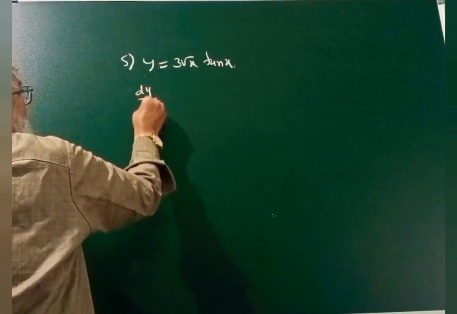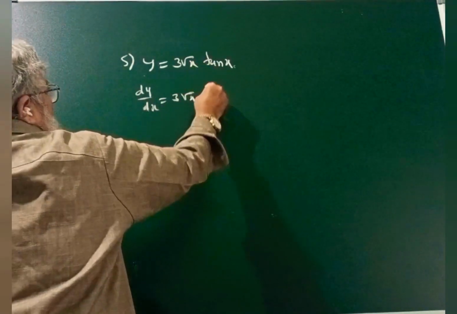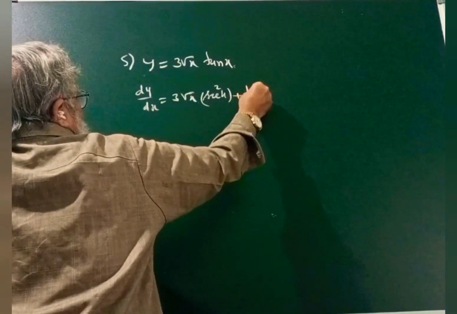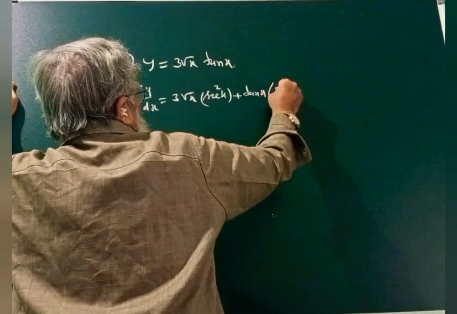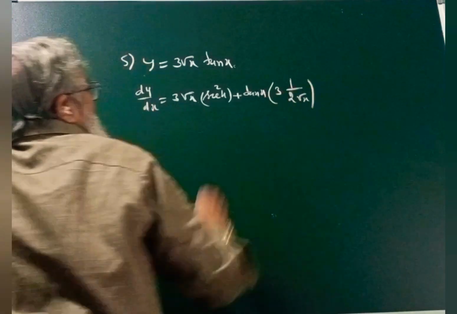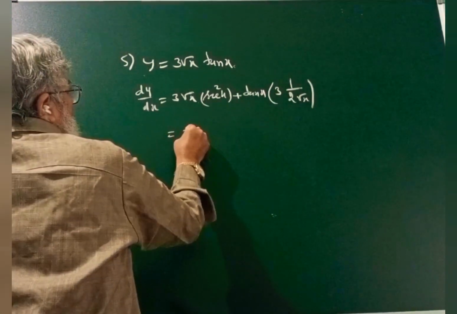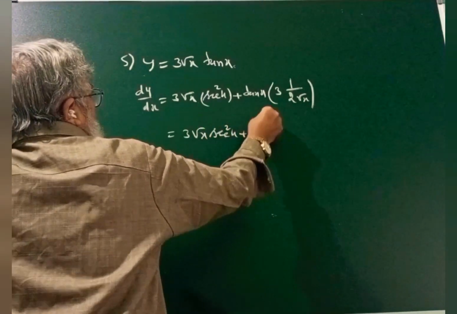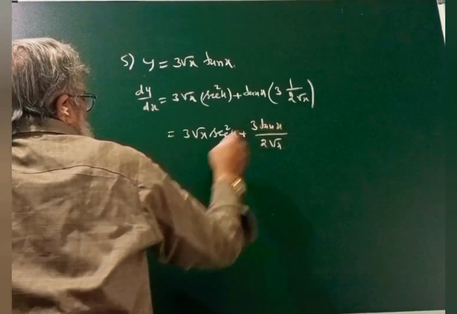dy by dx: first function as it is, differentiation of tan x is sec square x, plus second function tan x as it is, differentiation of this x. 3 is a constant, differentiation of root x is 1 by 2 root x. Or we can write in a simplified form as 3 root x into sec square x plus 3 tan x divided by 2 root x is the answer.